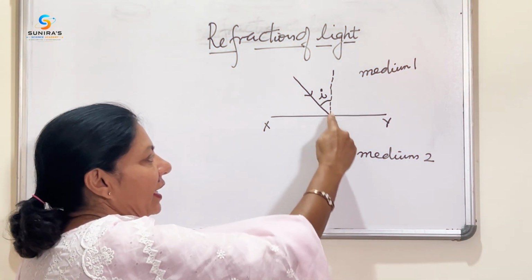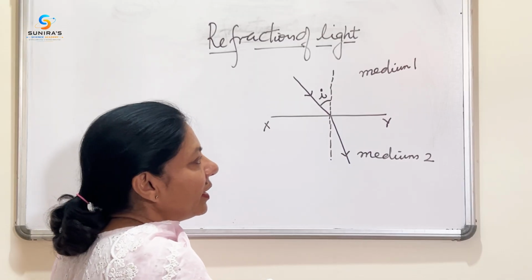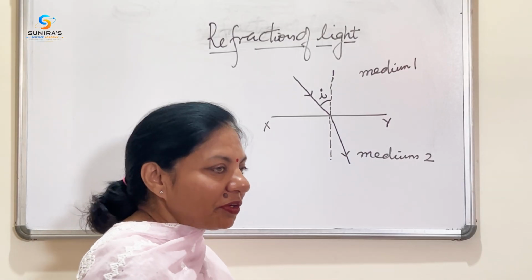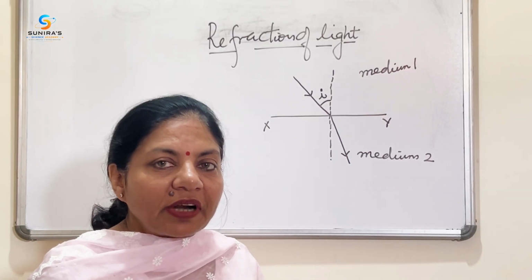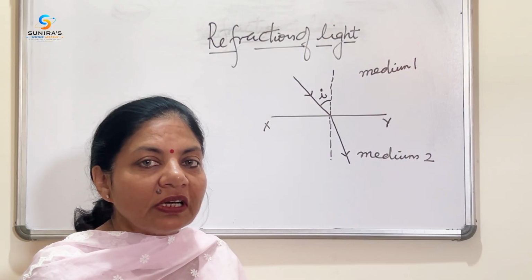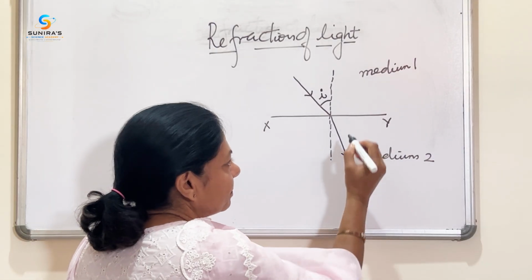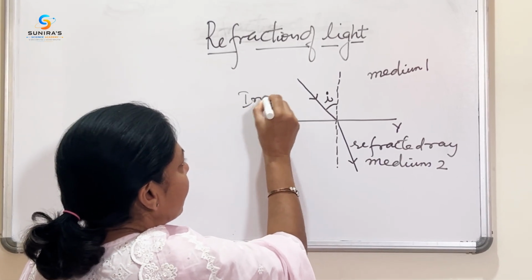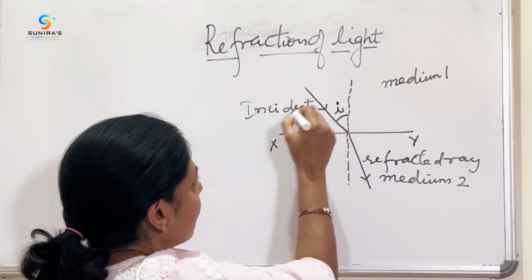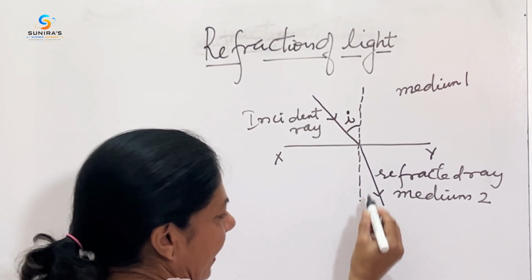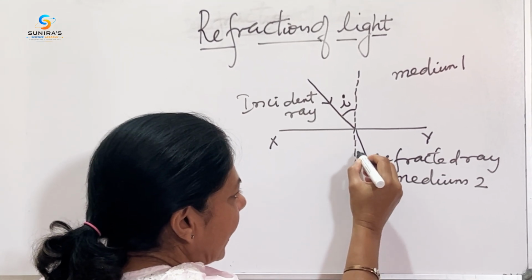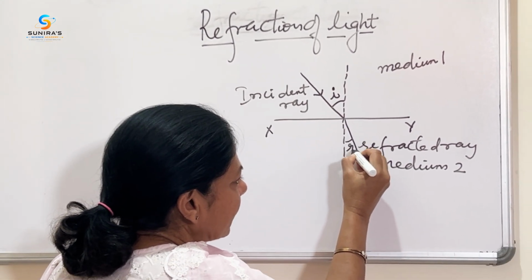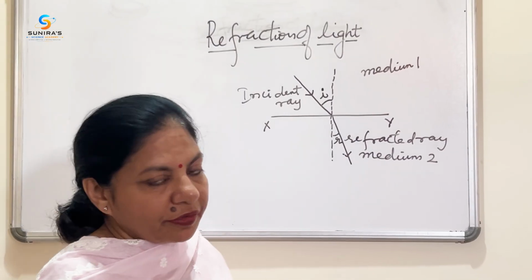Now the light ray that is going into the second medium is bending. We call this ray the refracted ray, which goes to the second medium. So this is the refracted ray and this is the incident ray. The angle between the normal and the refracted ray is called the angle of refraction.